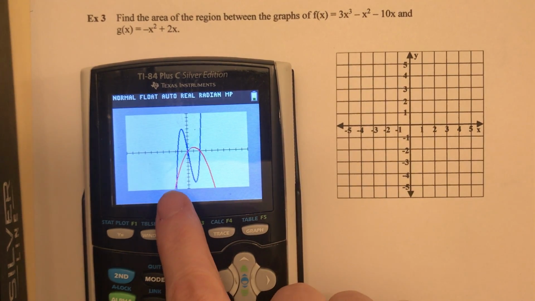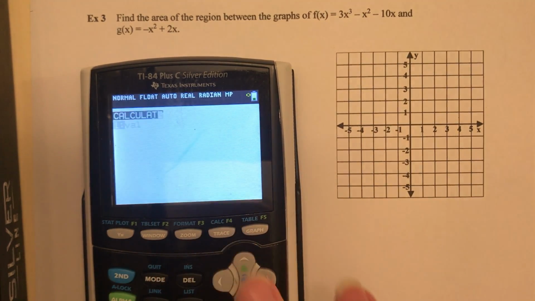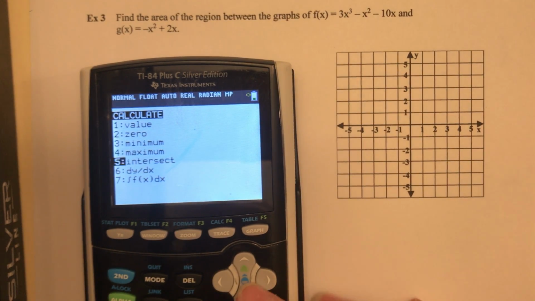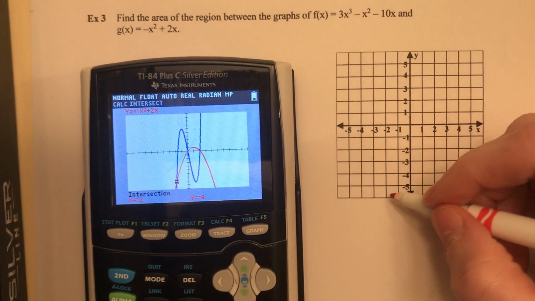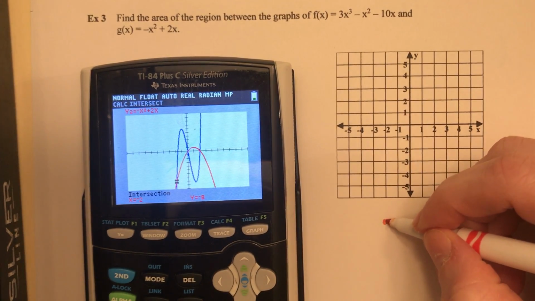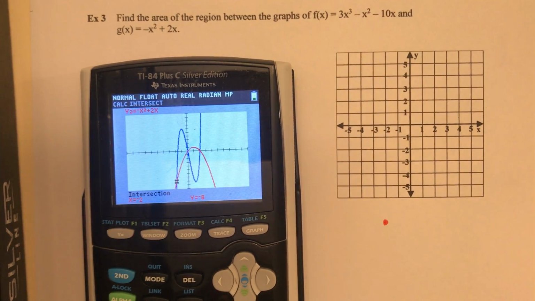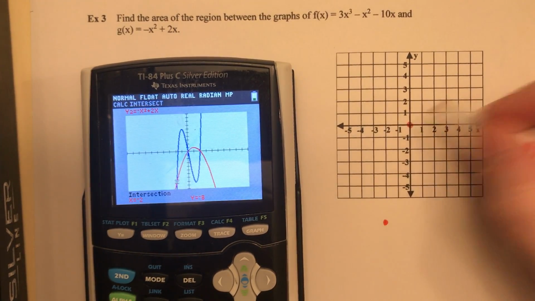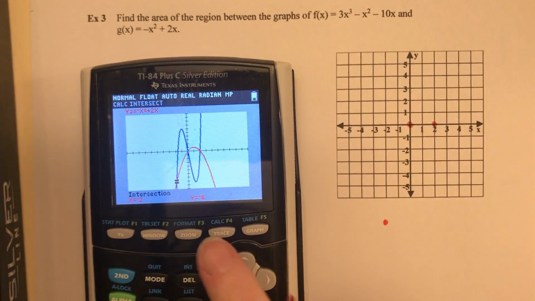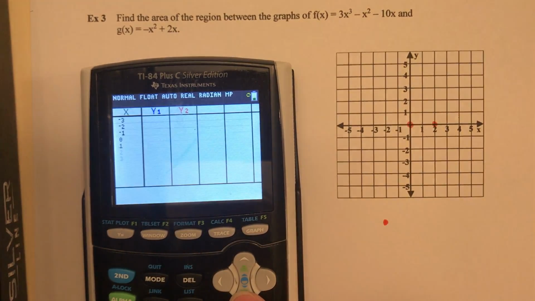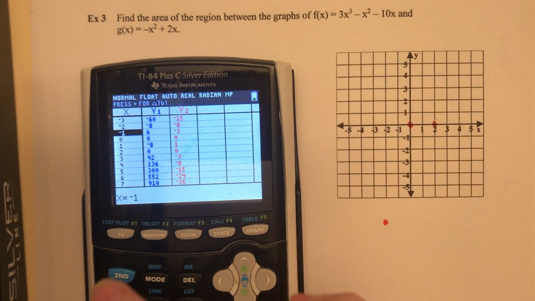So I'm going to find the first one down here. I'm going to go to second, trace, intersect. I'm going to go between the blue and the red line, press enter, and they cross at -2, -8. So I'm going to mark that on my paper here so I know where to draw these graphs. They also cross at 0, 0. And then it looks like they cross at 2, 0. So if I check my table of values to double check that, yep, they cross at 2, 0.